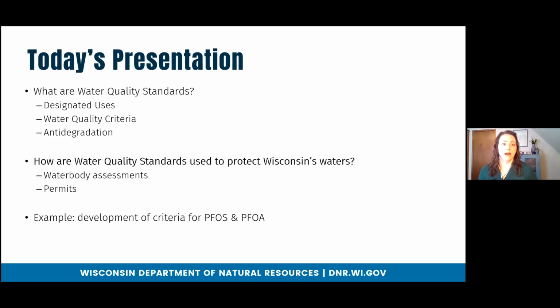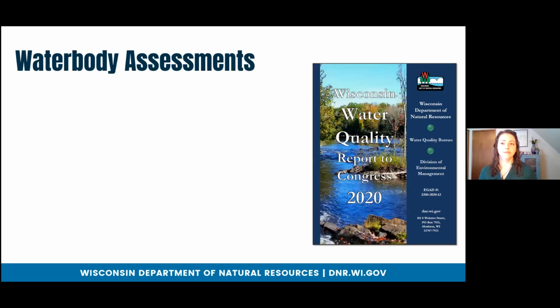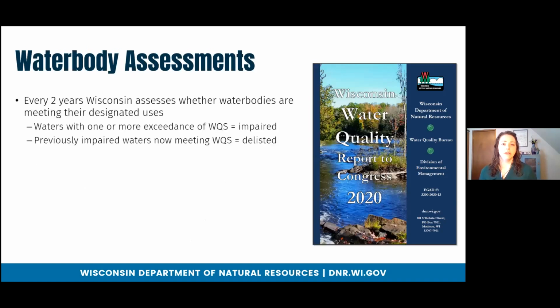So now I'm going to go into how water quality standards are used to protect our waters. So we've learned about what water quality standards are. What do we do with them? The first is we use them in water body assessments. So every 2 years, we assess whether our water bodies are meeting their designated uses. If we assess that a water body is not meeting one of its designated uses because it has one or more exceedances of water quality standards, we call that water body impaired. And conversely, if a water body was previously impaired but is now meeting its water quality standards, so it's gotten better, we call that water body delisted.